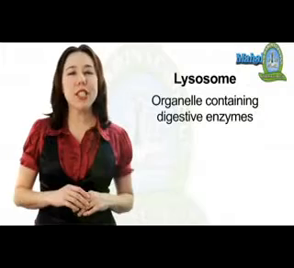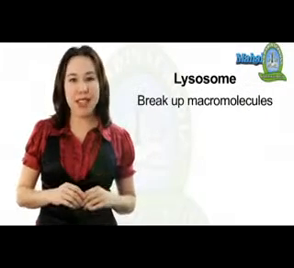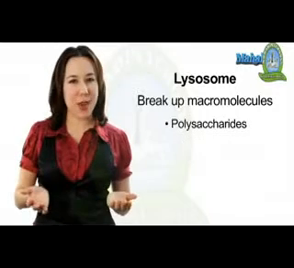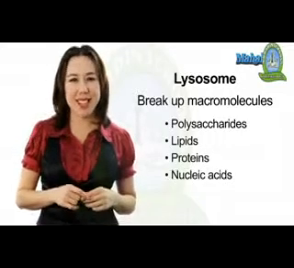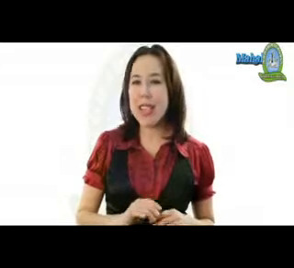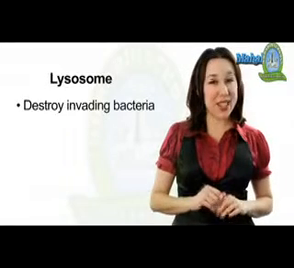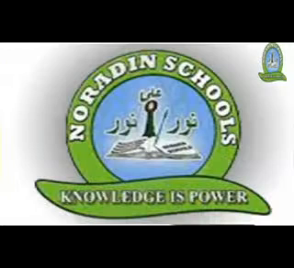Lysosomes are simply just little digestive sacs found in animal cells. The enzymes that are found in lysosomes break apart big, large macromolecules, things like polysaccharides, which is a carbohydrate, lipids, proteins, and nucleic acids. Lysosomes will take these large macromolecules and break them into the tiniest pieces possible, so those tiny pieces can leave the lysosome and then help to nourish the cell. Lysosomes can also destroy any bacteria that have invaded the cell, as well as get rid of any old, damaged organelles.